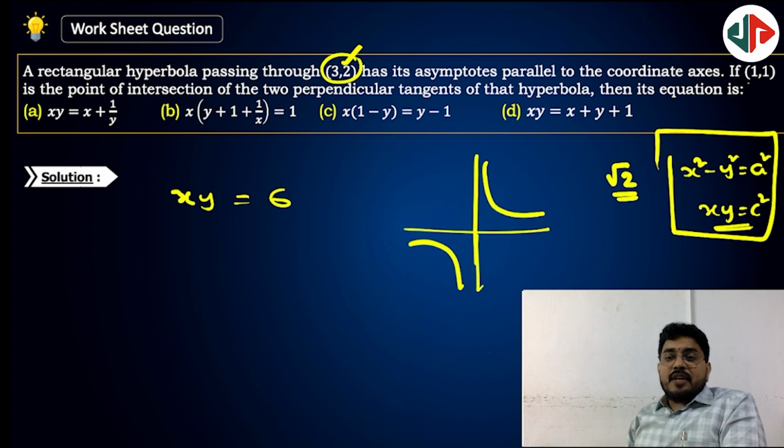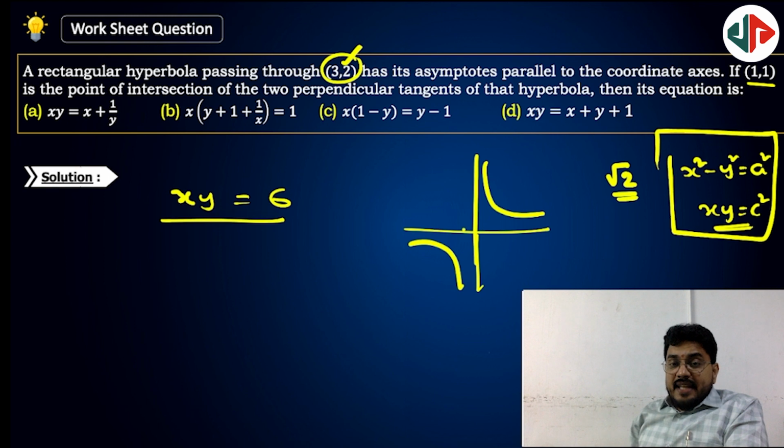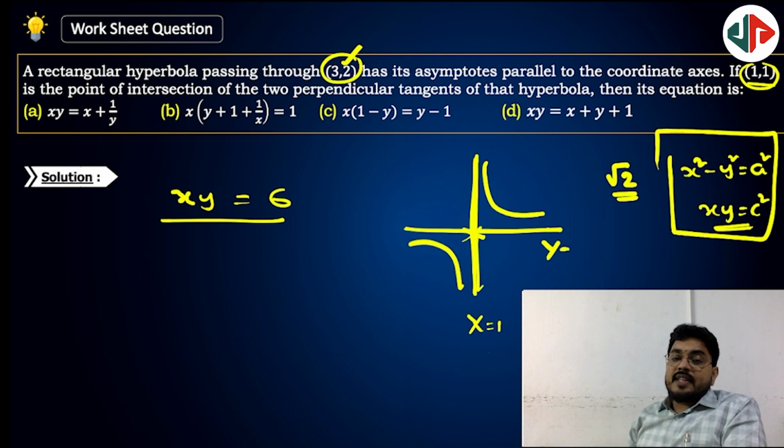If (1, 1) is the point of intersection of two perpendicular tangents of this hyperbola, then find its equation. Now this is xy equal to a constant. I need a hyperbola parallel to this one but with asymptotes passing through (1, 1). So this asymptote is x is equal to 1, and this asymptote is y is equal to 1.